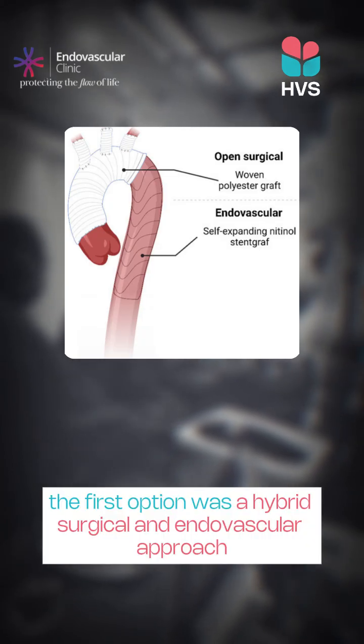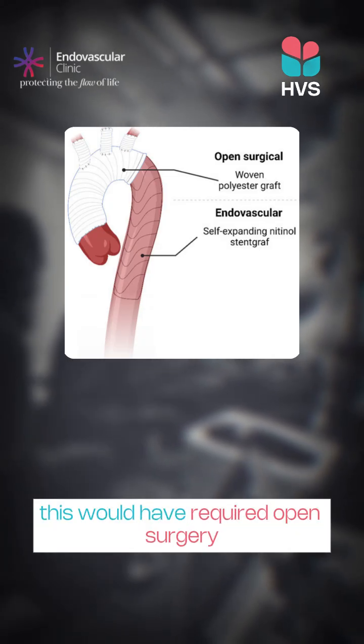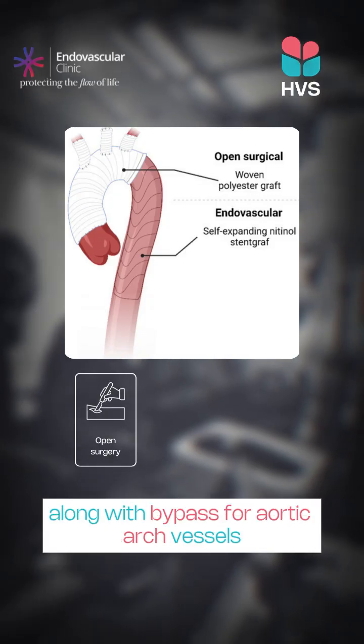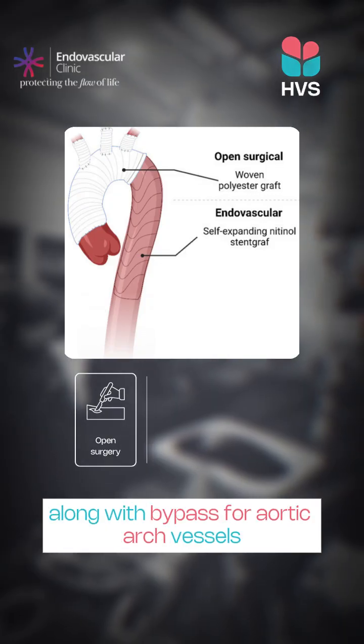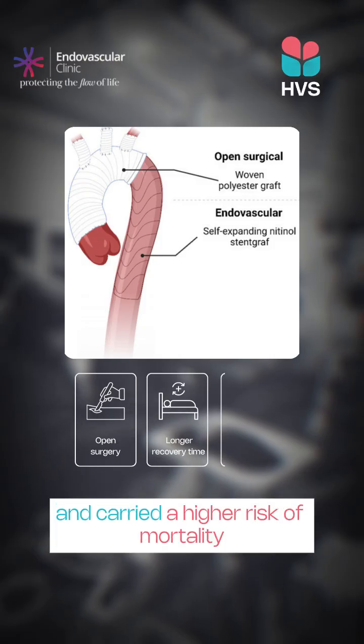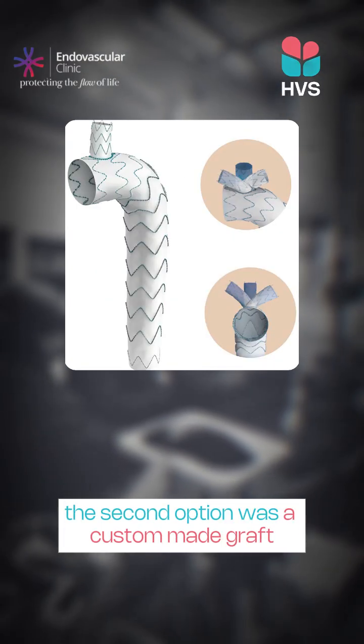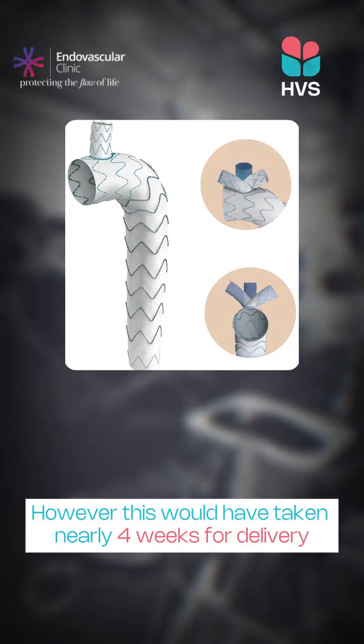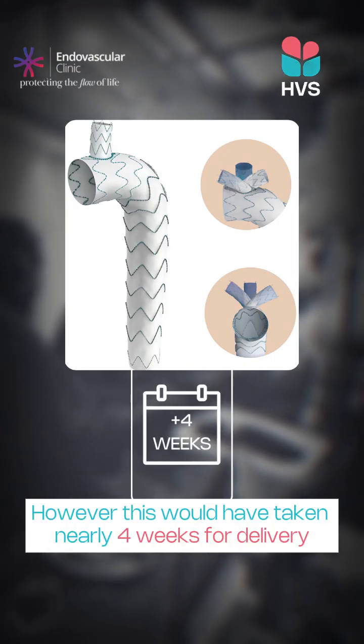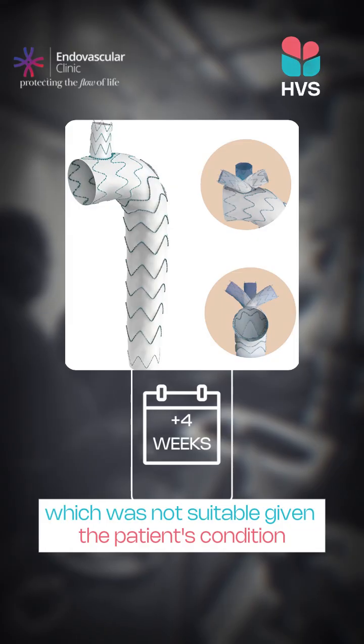There were three possible ways to plan this procedure. The first option was a hybrid surgical and endovascular approach. This would have required open surgery along with bypass for aortic arch vessels, involved longer recovery time, and carried a higher risk of mortality. The second option was a custom-made graft. However, this would have taken nearly 4 weeks for delivery, which was not suitable given the patient's condition.